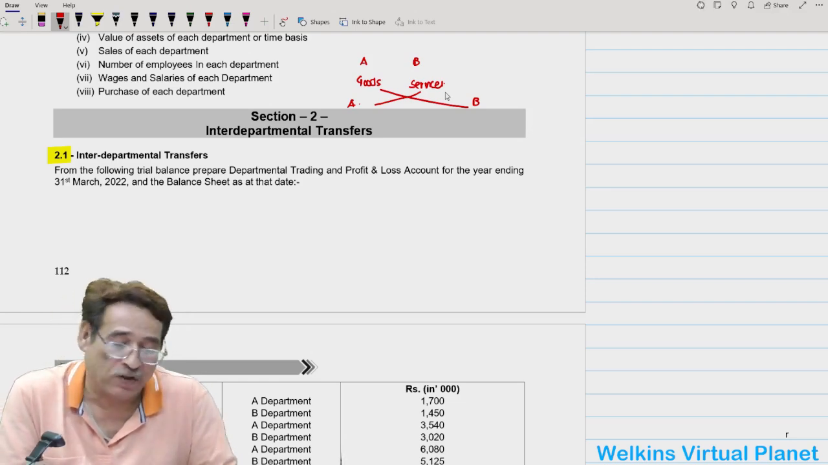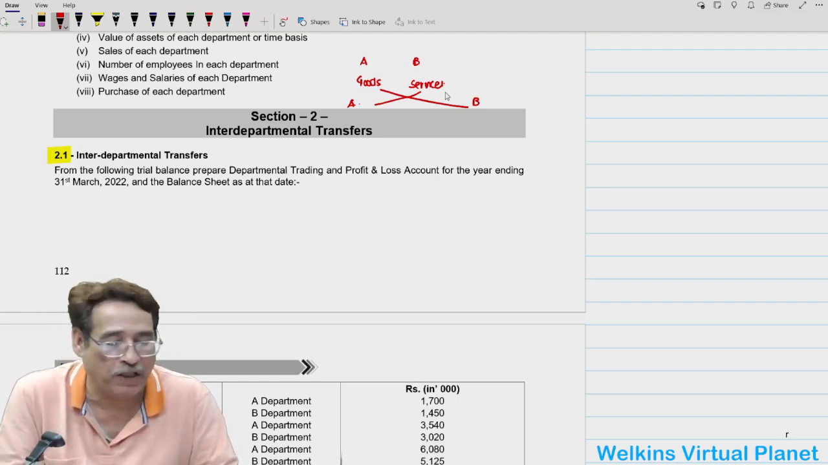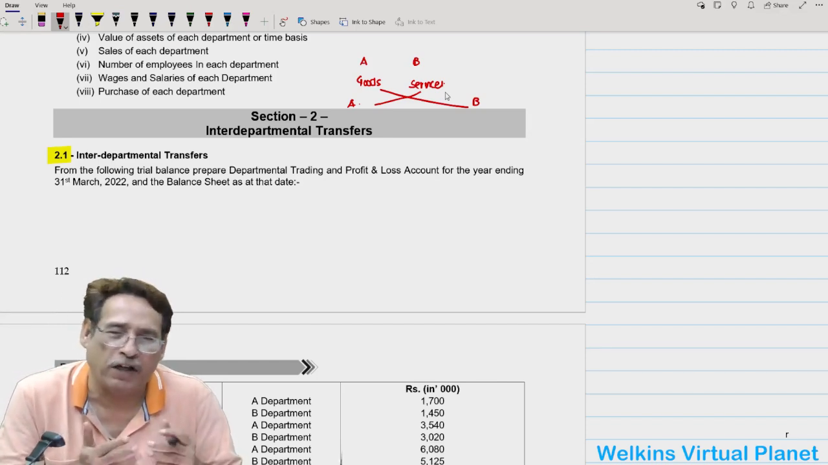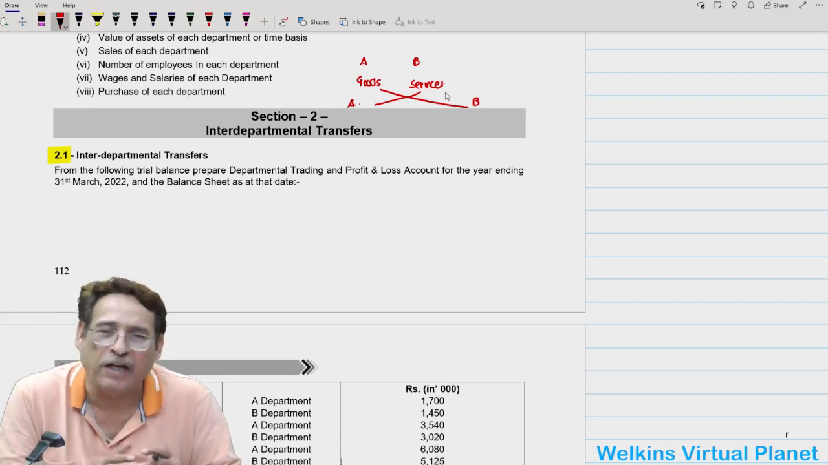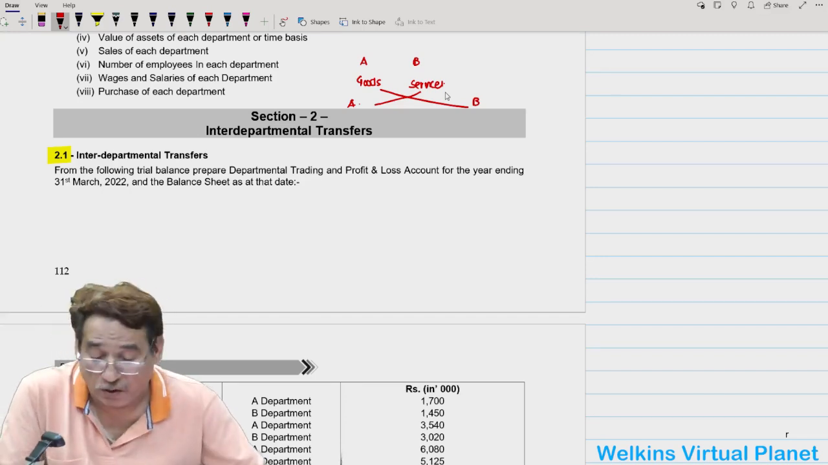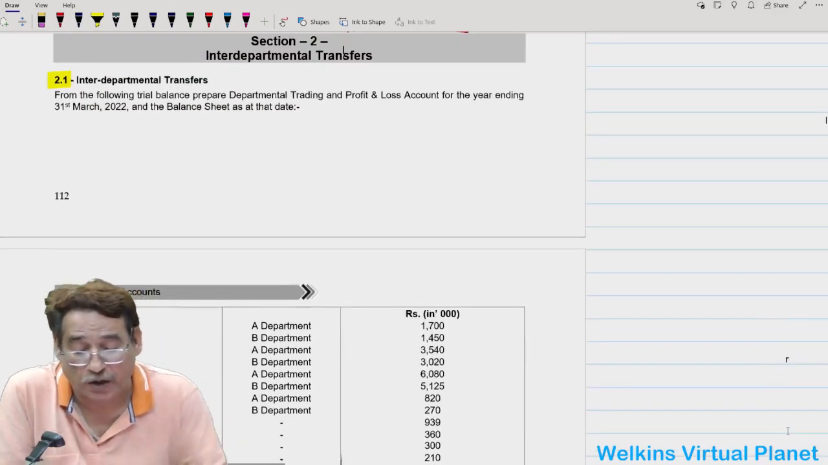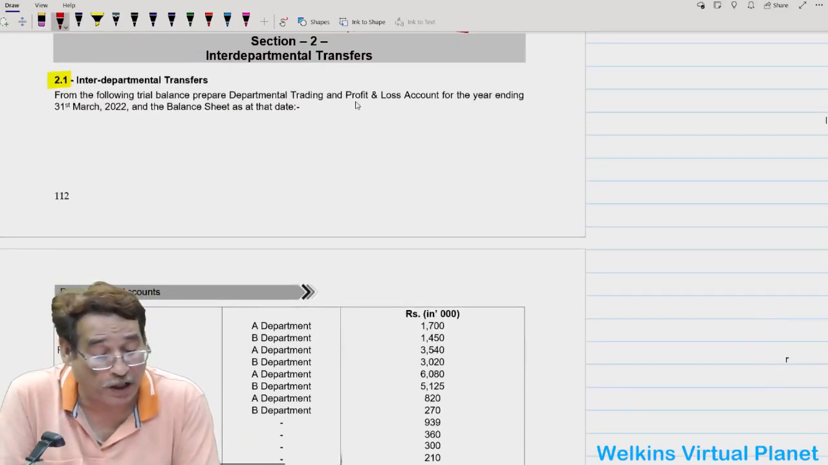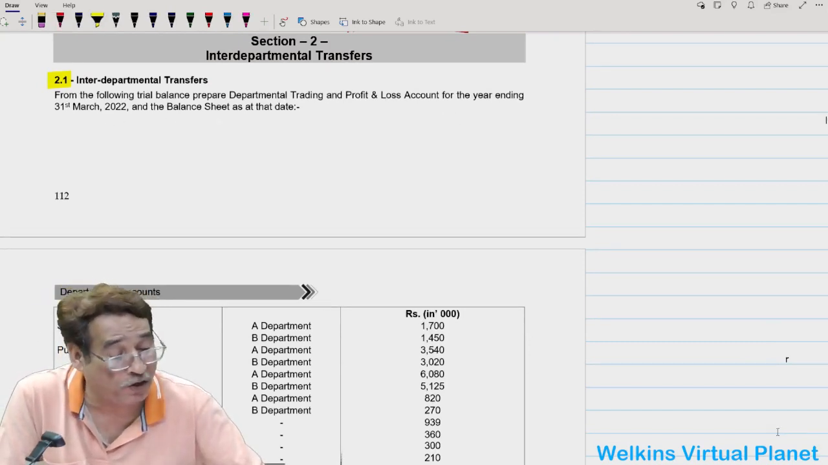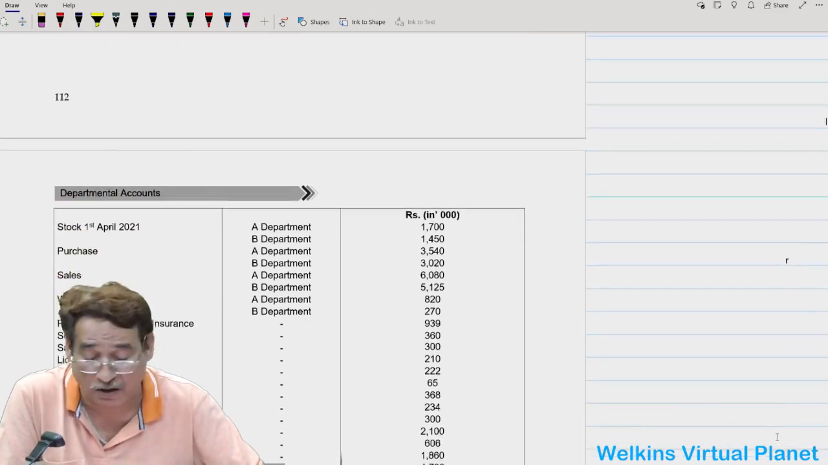So here, simple interdepartmental transfer means the departments are transferring goods to the other department, whether at cost or at selling price or at a profit margin, irrespective of that. And we shall presume that nothing is left at the end of the year, correct? So, with interdepartmental transfer of goods, from the following trial balance prepare departmental trading and profit and loss account for the year ended 31st March 2022, and a balance sheet also they have asked this time.